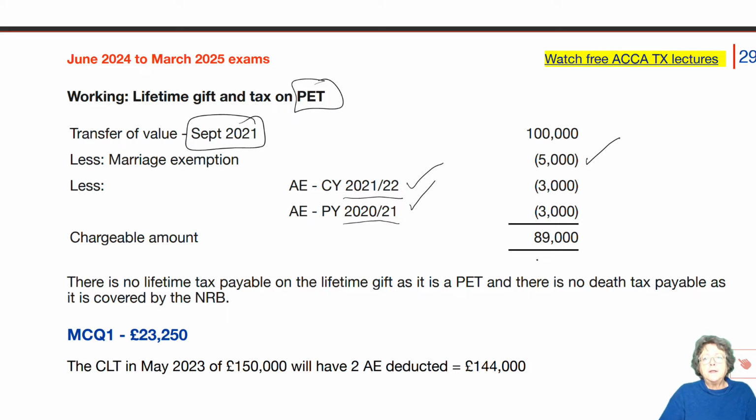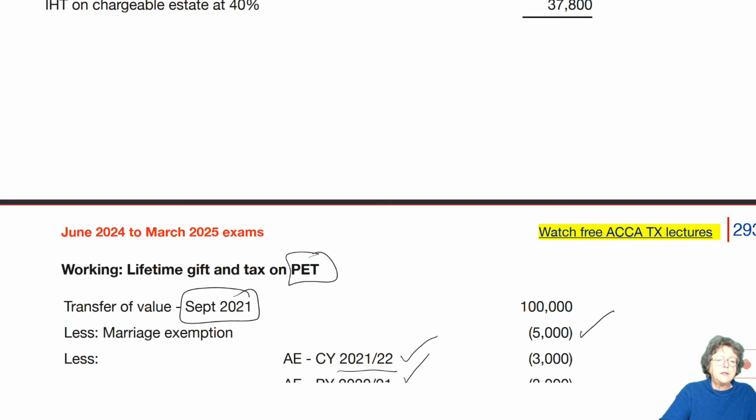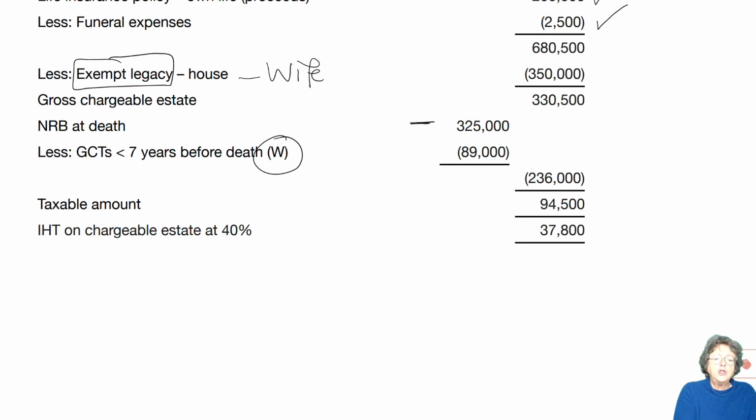That's covered by the nil rate band, but because it's within 7 years, it is going to use up part of that £325,000 which is available to go against the estate, giving £236,000 worth of nil rate band, leaving a taxable amount of £94,500, and that is then taxed at the estate value of £40,000, giving us tax due of £37,800.